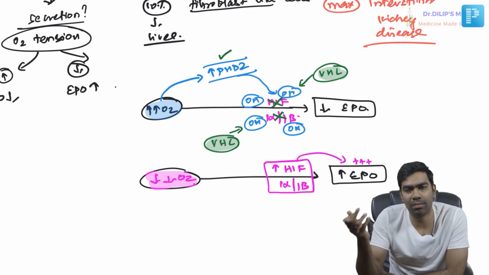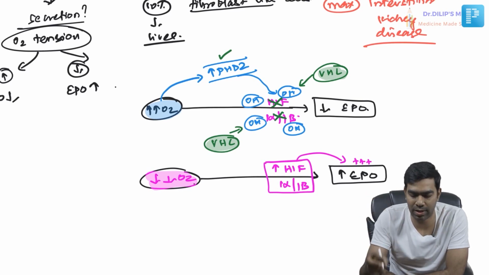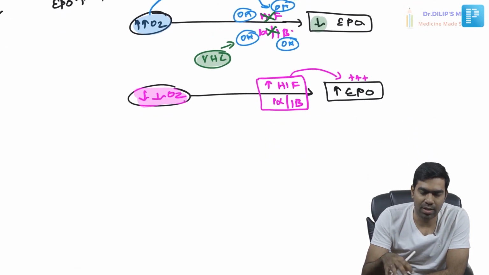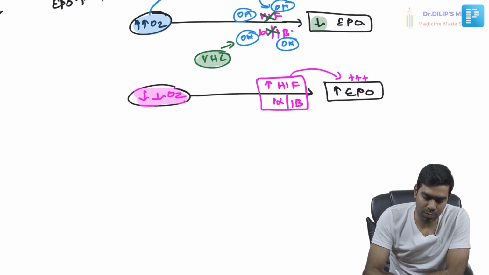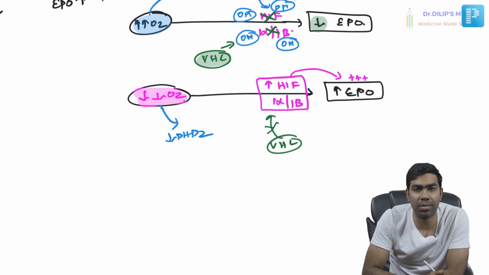Then when VHL binds with this HIF 1 alpha and 1 beta, they break down the hypoxia inducible factor, resulting in reduced erythropoietin. Whenever there is low oxygen tension, the reverse happens, which means the activity of PHD2 is going to decrease, which means the hydroxylation of HIF 1 alpha and 1 beta will decrease, and because of that, VHL binding with the HIF will be very much less. Because of that, you will have a very high erythropoietin release.